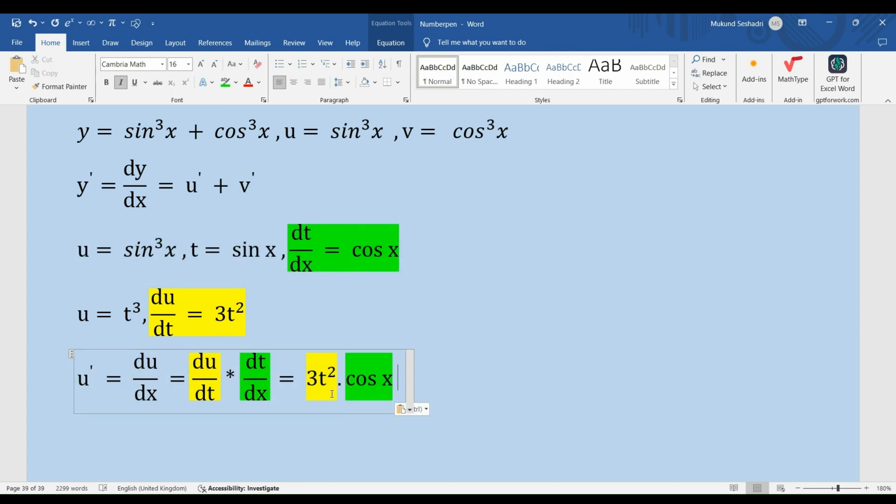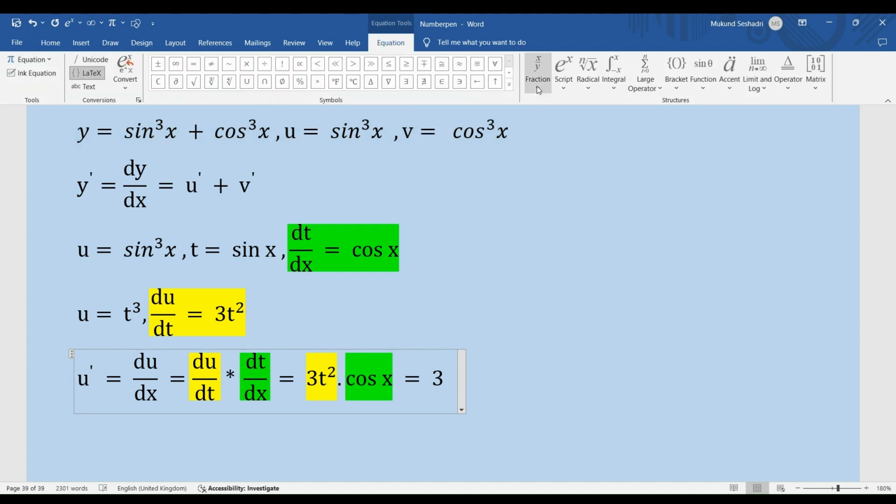And now I have a function which is dependent on x and t. I will have to redefine this function in terms of x, right? So what is my t? My t is nothing but sine x. So I'll put this back. And what is my u dashed? My u dashed is 3 sine square x times cos x, right? So that's my answer for u dashed.